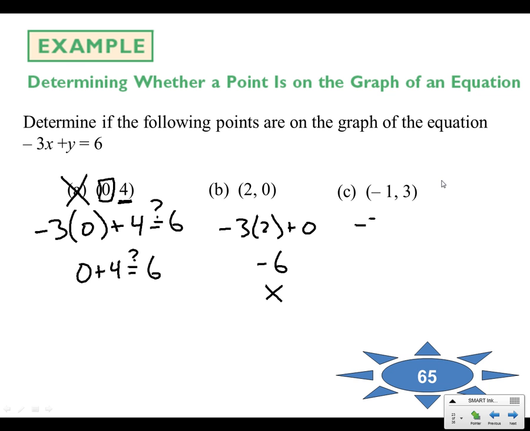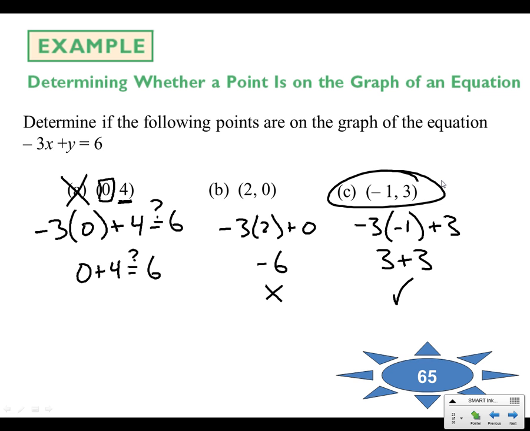Last chance, negative 3 times negative 1 plus 3. A negative times a negative is a positive. Is that equal to 6? Absolutely. So point C would be on the graph. So you just plug in your x and your y and check to see if the equation stays true. All right, try problem 65.